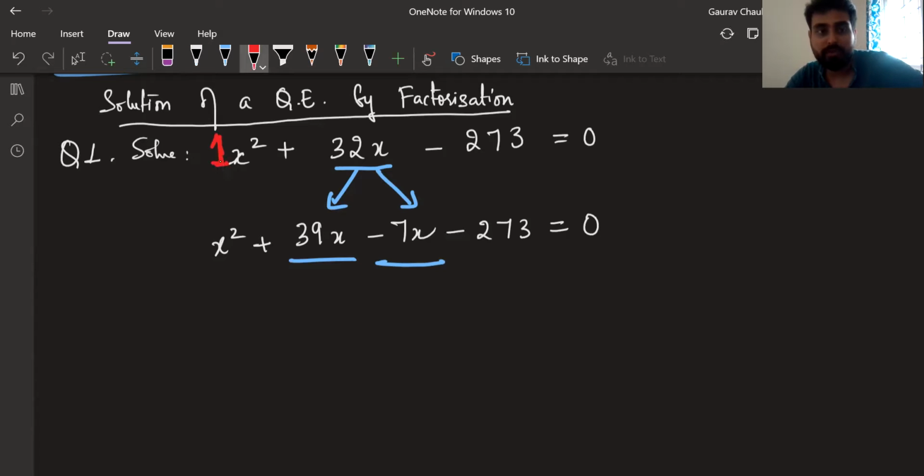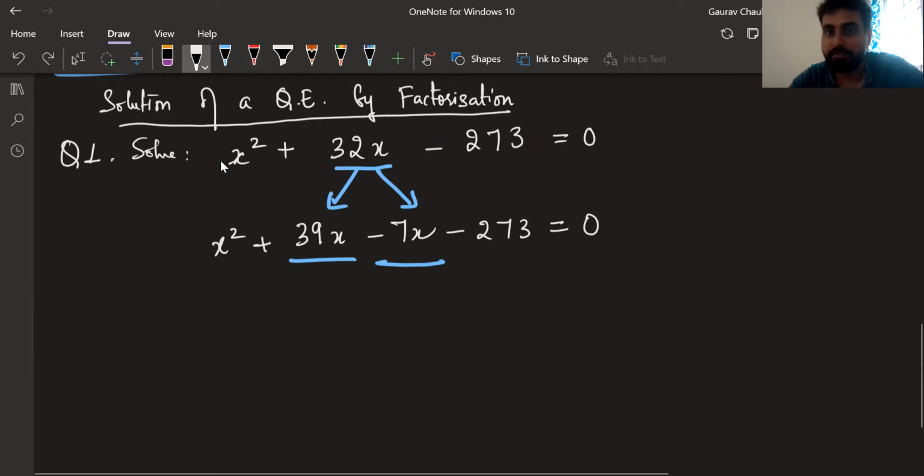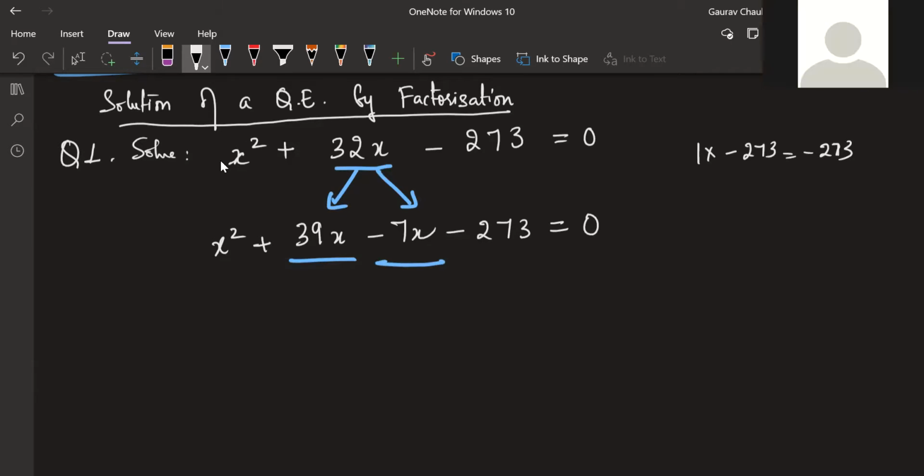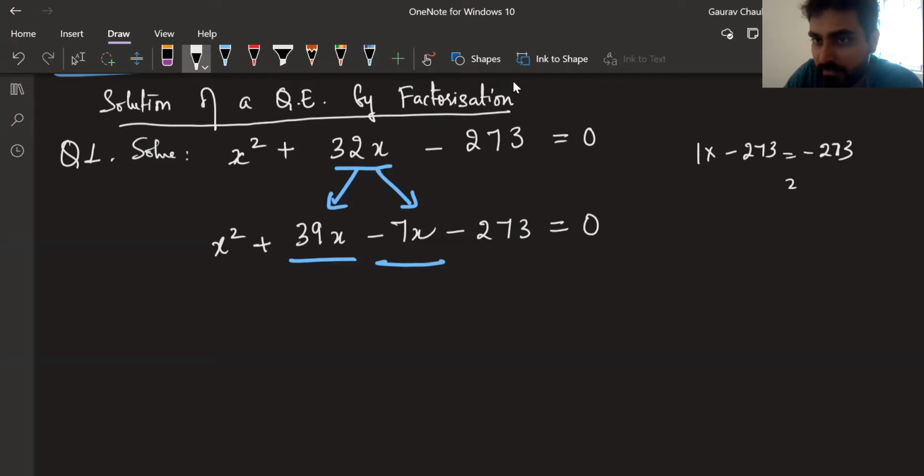Okay. So we have to take the coefficient of x square, that is 1, and the constant term. So 1 into minus 273 is basically minus 273 only. Now, what do you do with this number? So we have to find factors of that number, sir. Can you tell me what factors you're getting for 273?